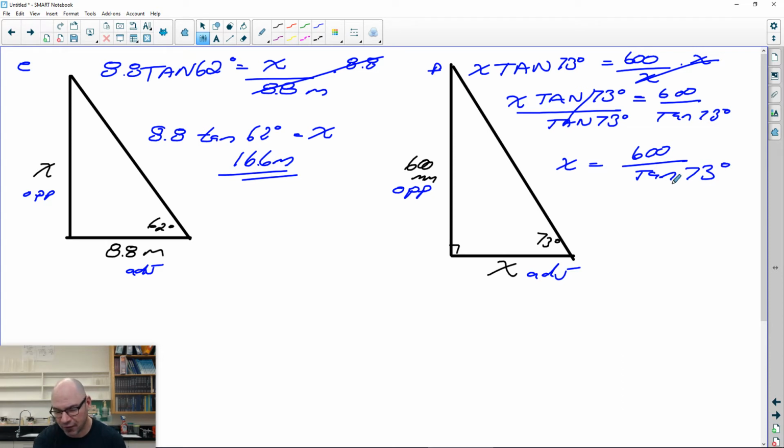Okay, so then we take our calculator out, and if we had a backwards one, it might be worth your time to do the tan 73 and then get a decimal number. If you got a forward one, you just type in 600 divided by tan 73 equals, making sure that you're in the right degrees on your calculator. So 183.4 millimeters. Okay, so that's all our triangles solved.